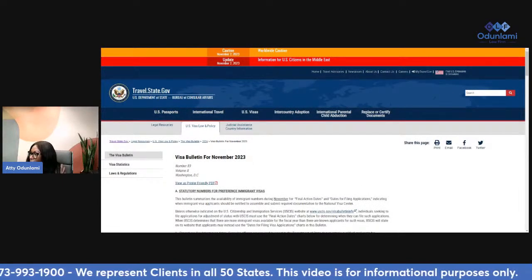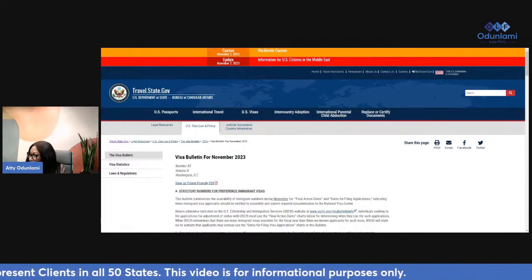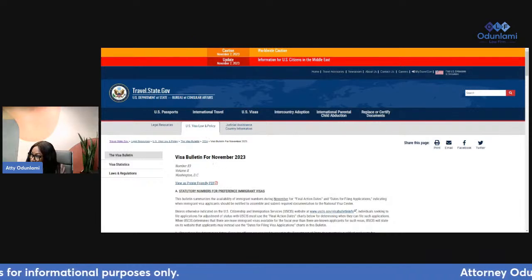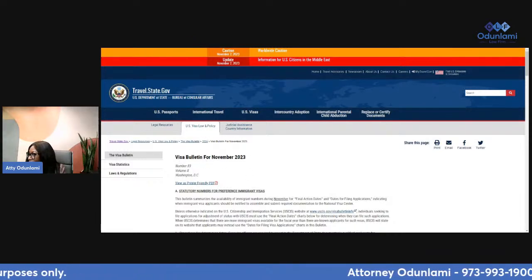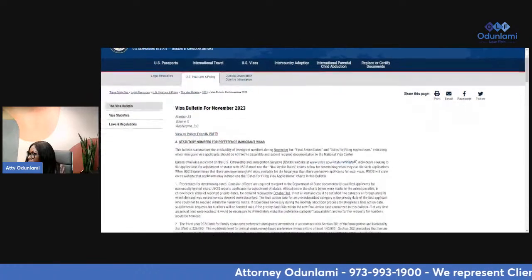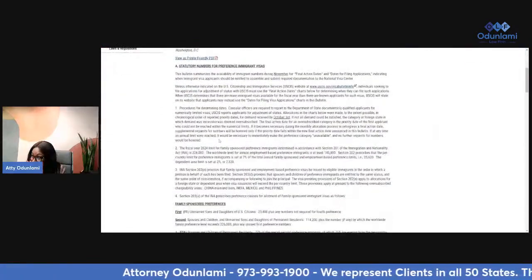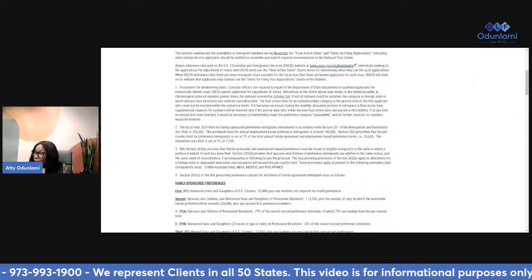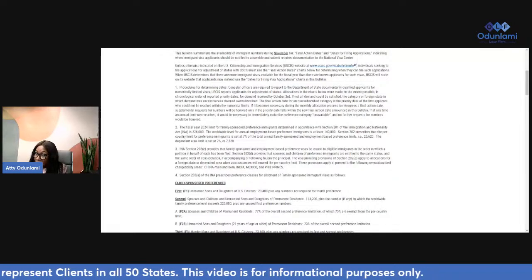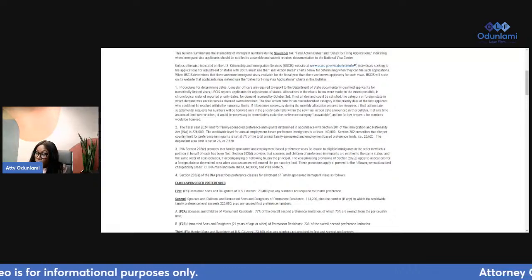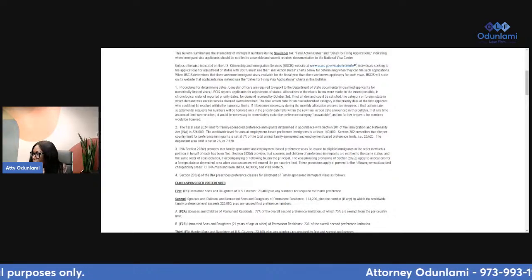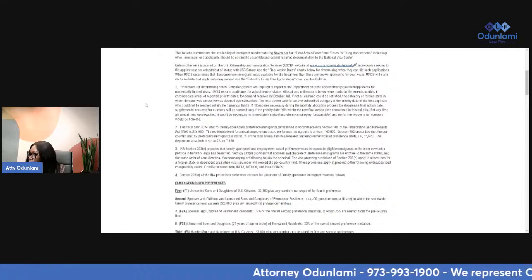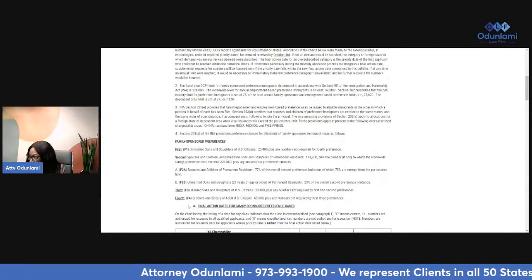This is a visa bulletin, and it changes every month. So I'm doing this for November 2023. If you want to get to this site, just simply type visa bulletin and maybe type the month that you are looking for. It will put you here. Now, this visa bulletin basically discusses how many visas are available in certain categories, and it discusses when those visas are available so that you know to prepare to put in your petition or continue your petition. So I'm going to just discuss the preference groups, right?